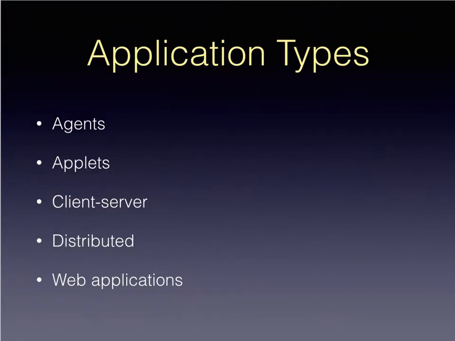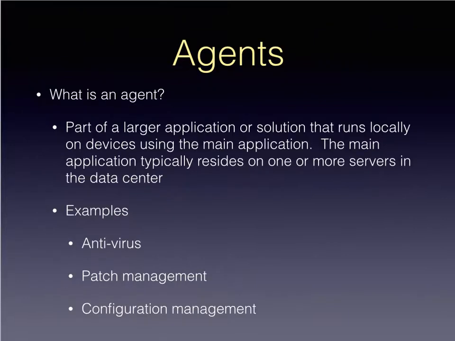Types of applications recognized by the common body of knowledge are agents, applets, client-server, distributed, and web applications. Agents are part of larger applications or solutions, and the agents are pieces of software that run on the local device and communicate back with a primary application or a larger application on something like a server.